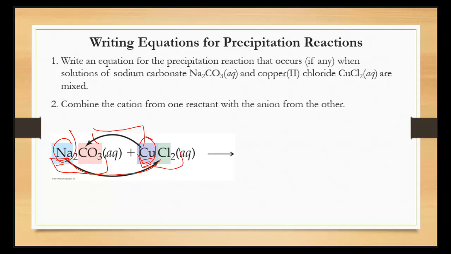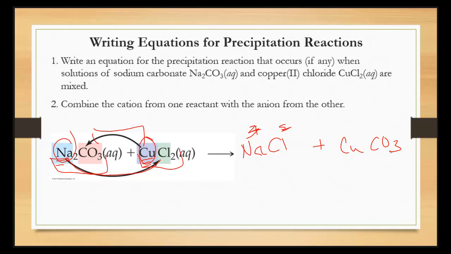So Na is now with Cl. Na is a +1, Cl is a -1. You crisscross it, and it becomes 1 and 1. Whenever you put these ions together, make sure you figure out the charge and crisscross it. The inside ions are then copper and CO3, carbonate.